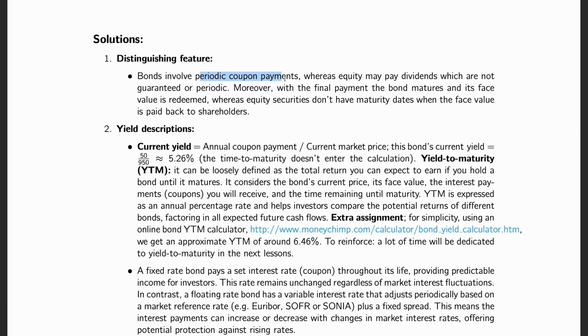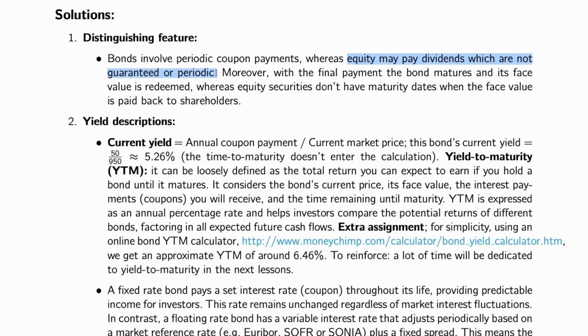Now that you have gone through the practice opportunity, I can walk you through my solution. First, let's understand what sets bonds apart from equity instruments. Bonds involve periodic coupon payments and have a maturity date where the face value is redeemed. This makes them predictable and structured investments.